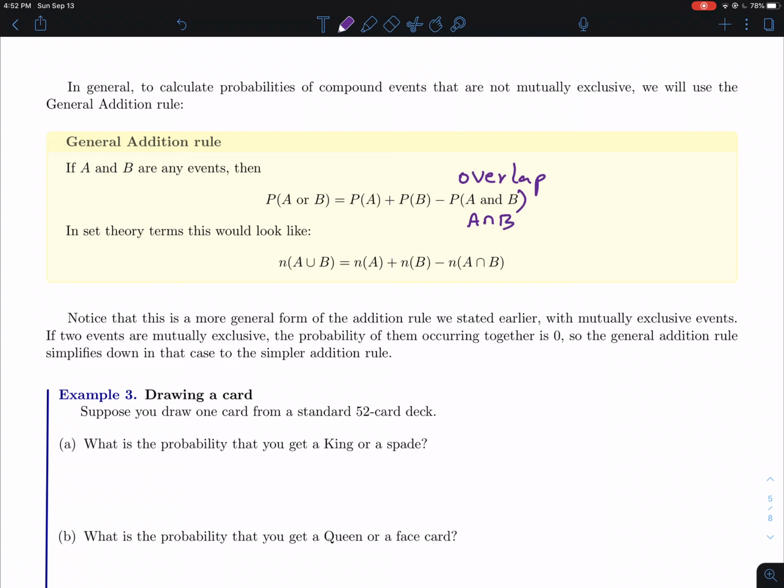And if we were to think of this in set theory terms, this is what it would look like. The cardinality of A union B would equal the cardinality of A plus the cardinality of B minus the cardinality of A intersect B, the thing that they actually had in common. If you don't know set theory, that doesn't matter, but I figured I would tie it back in for the folks that have had some set theory in the past, just in case.